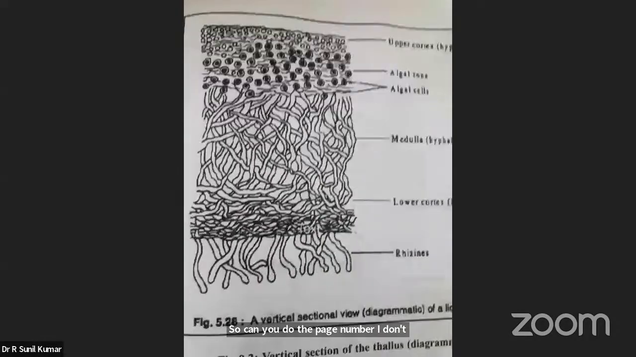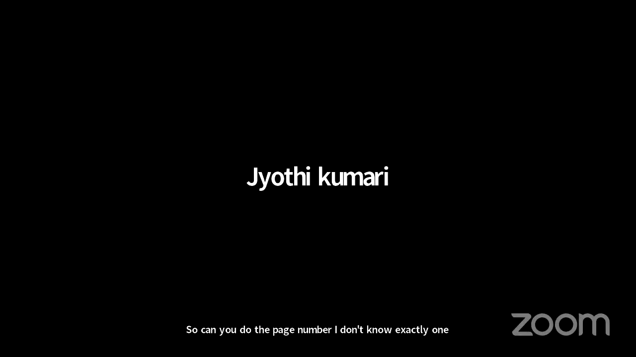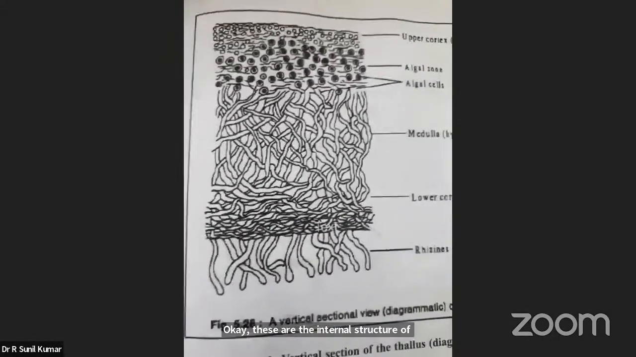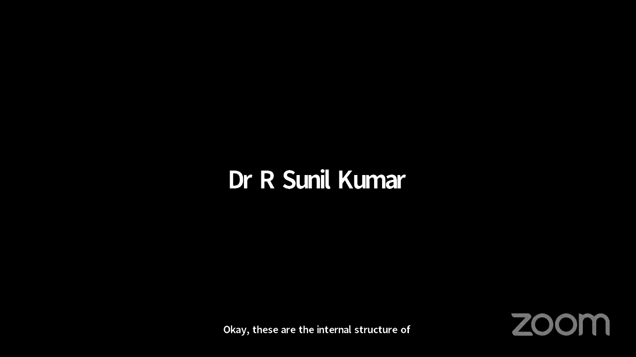Sir, can you tell the page number? I don't know exactly. 124. Okay, okay, 124. Okay, these are the internal structure of the lichens, especially the internal structure of the lichens.